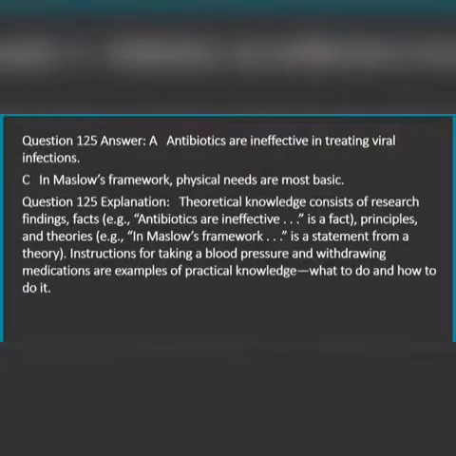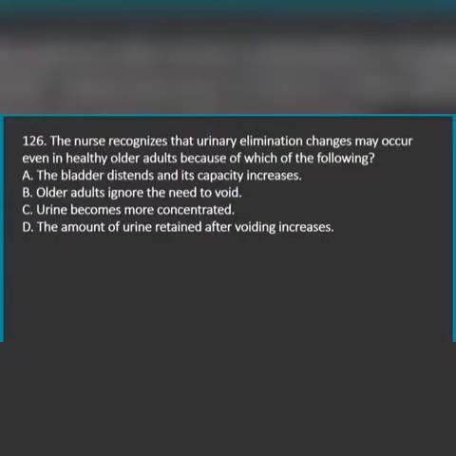Question 125. Explanation: Theoretical knowledge consists of research findings, facts, principles, and theories. For example, antibiotics are ineffective is a fact. In Maslow's framework is a statement from a theory. Instructions for taking a blood pressure and withdrawing medications are examples of practical knowledge, what to do and how to do it.